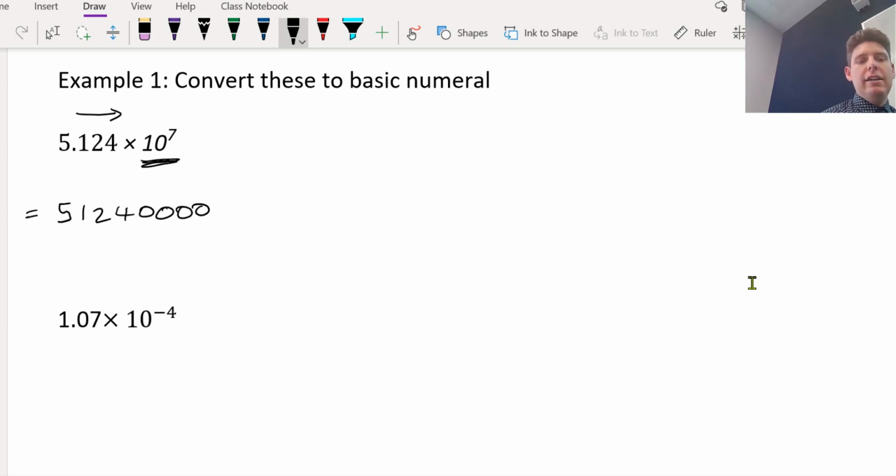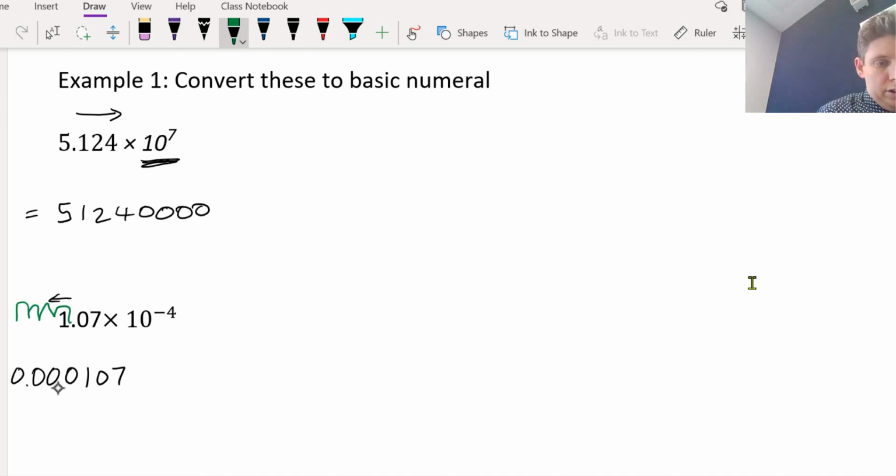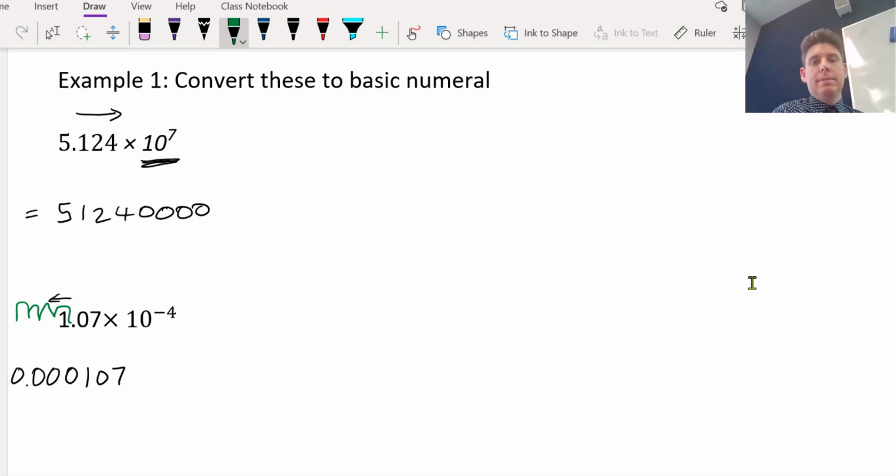Okay, the next one is negative. So which way is it going this time? So we move the decimal place 4 to the left. So 1, 2, 3, 4. We can do it like this. 1, 2, 3, 4. So 3 zeros in between the decimal place and the 1.